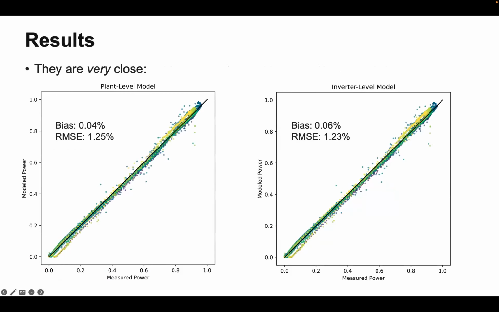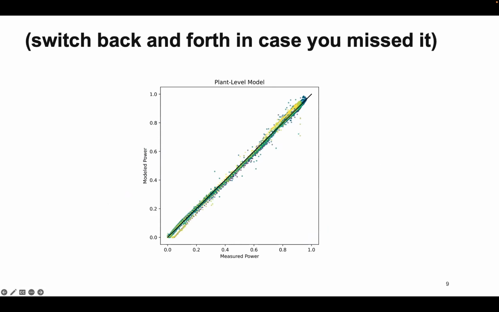So here are the results. We've got plant level models on the left, inverter level models on the right. If I didn't put some error stats up there, you probably wouldn't be able to tell the difference. And if you look closely at those error stats, there's actually not much of a difference, which is not what I expected to find. I'll switch back and forth. Can you spot the difference? It's pretty small. So that's kind of conclusion number one. So far, we're not seeing big differences in these inverter level models, even though we see inverter level specification differences.